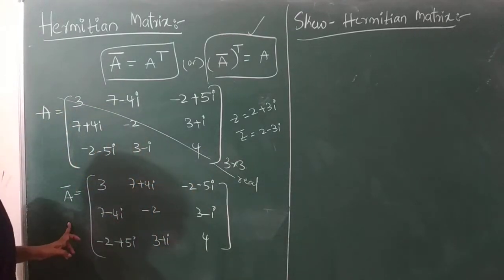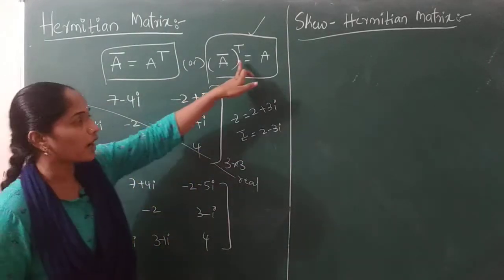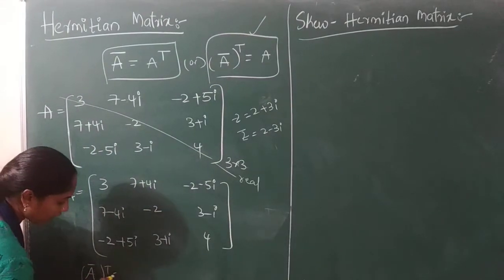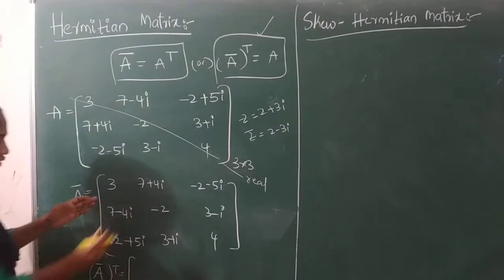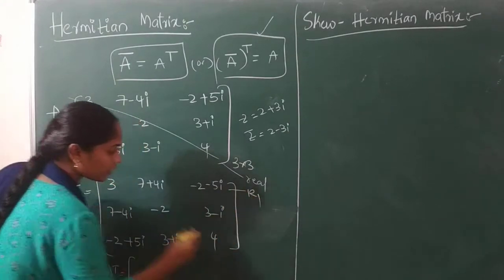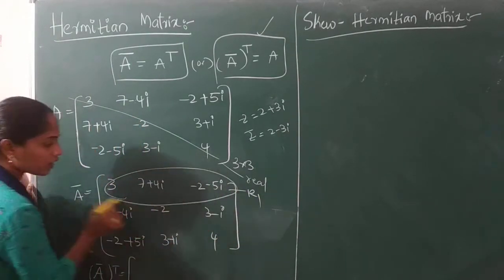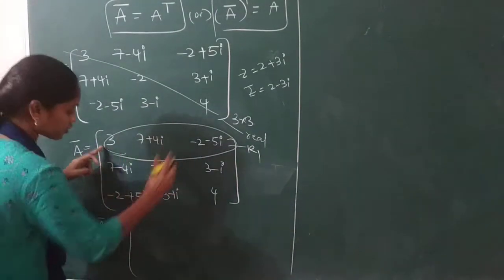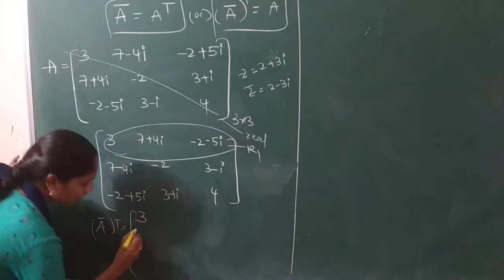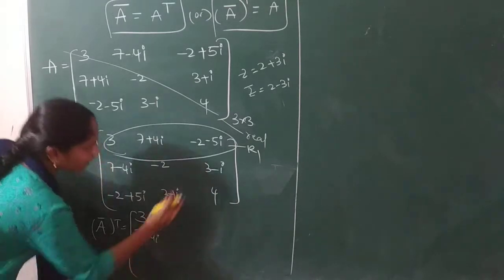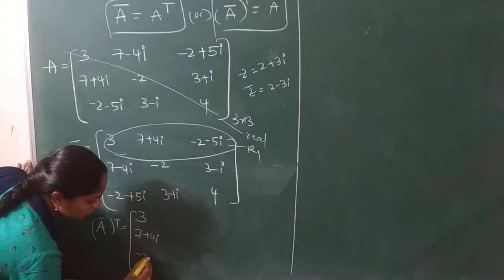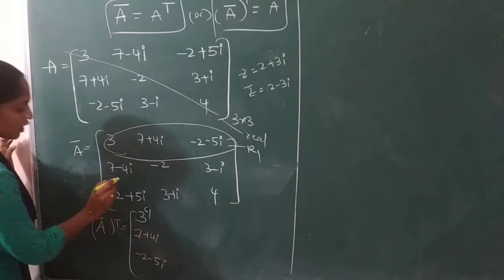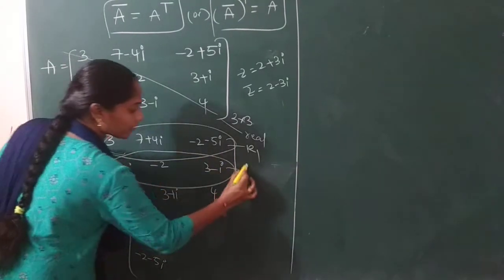This is your conjugate. Now what you have to do is transpose. So let's transpose this. This is your R1, right? So now you have to change this R1 to C1. So let's transpose to C1. This is 3, now 7 plus 4i, next minus 2 minus 5i. So this R1 has become C1. Now again, this is your R2.